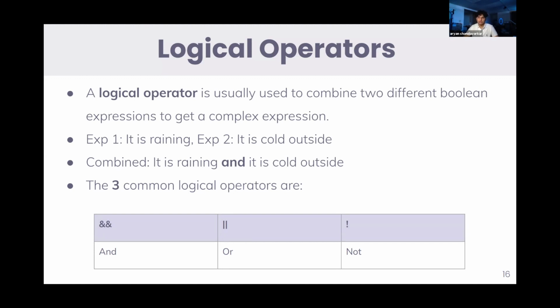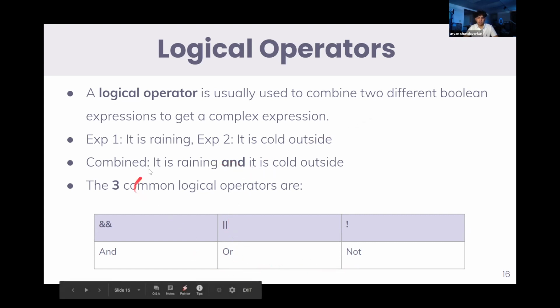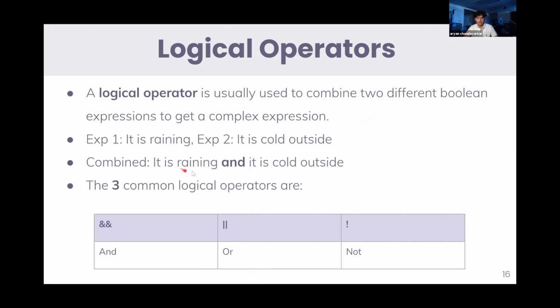So the three most common logical operators are the AND operator, the OR operator, and the NOT operator. We can make different sentences just by changing this AND to any one of these other operators. For example, we could say it is raining or it is cold outside, or it is raining and it is not cold outside. So we can use these logical operators to make even more complex Boolean expressions.